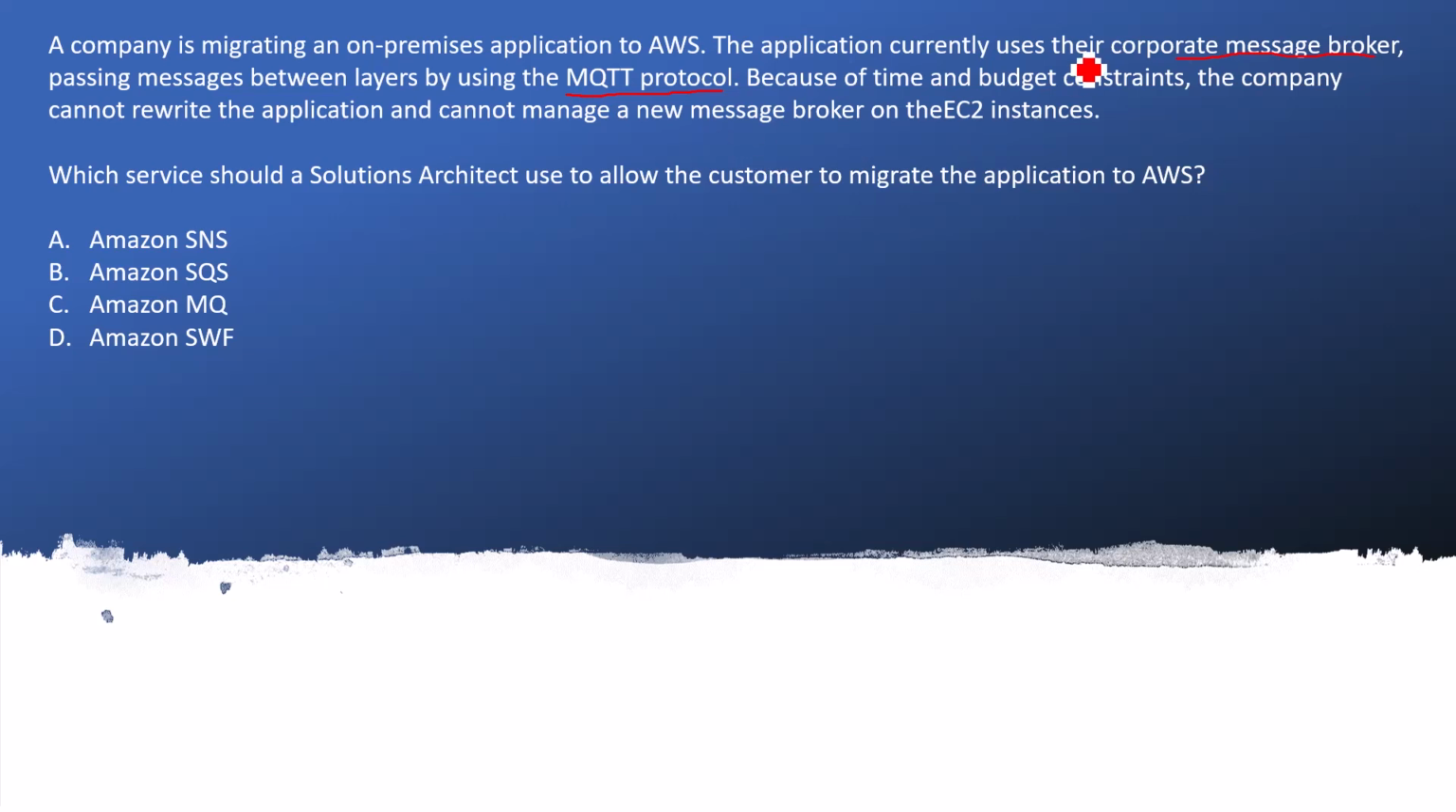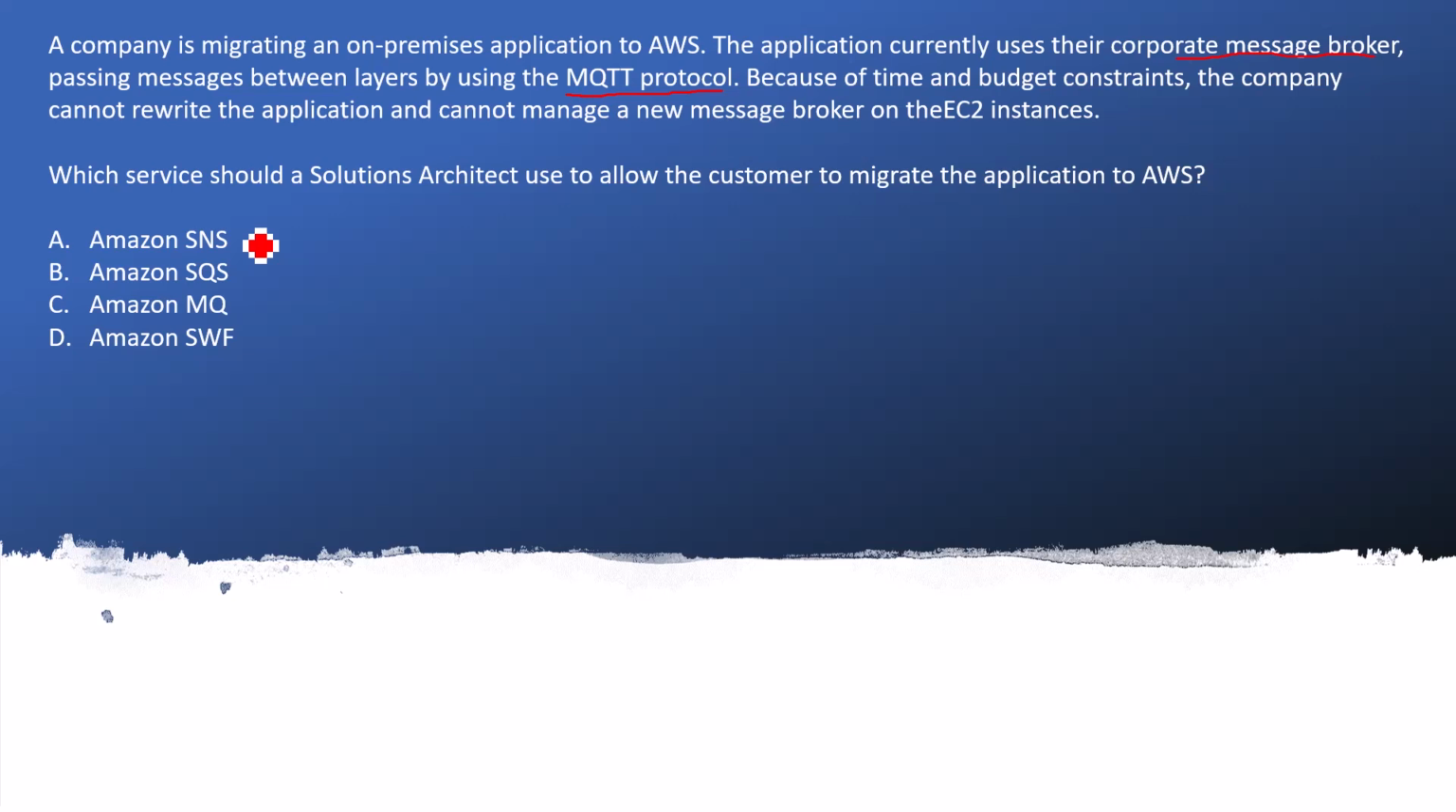So it is trying to say that the existing message broker, which is already working with the MQTT protocol, should work as it is. The next part of the question is: which service should the solutions architect use to allow the customer to migrate the application to AWS? So let's jump on the options. The first option is Amazon SNS.